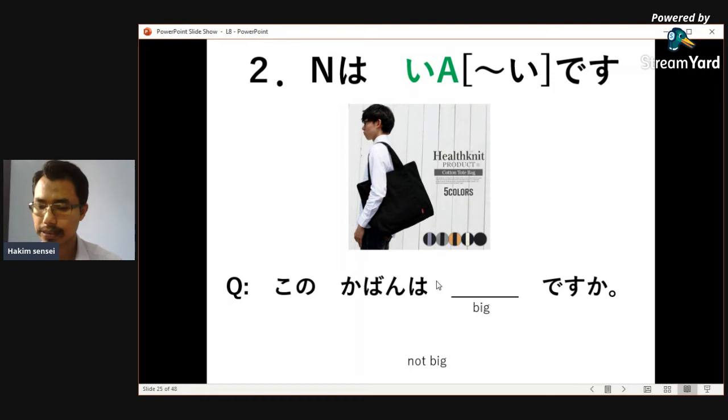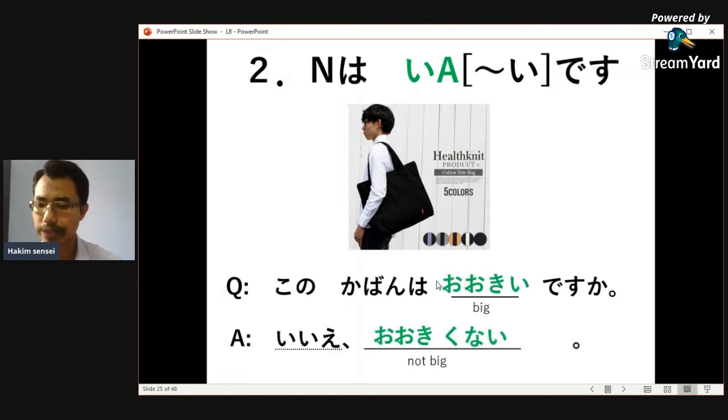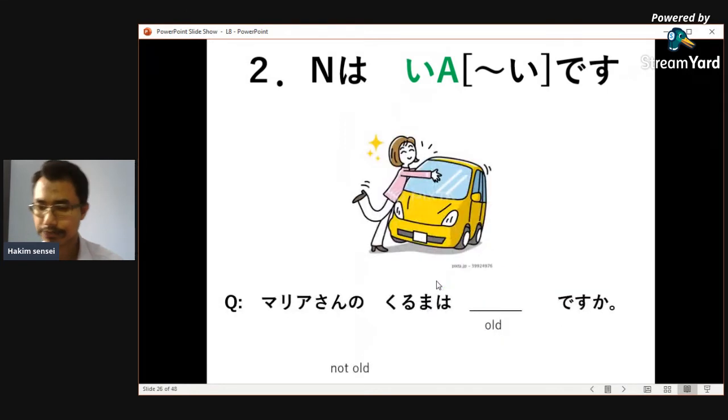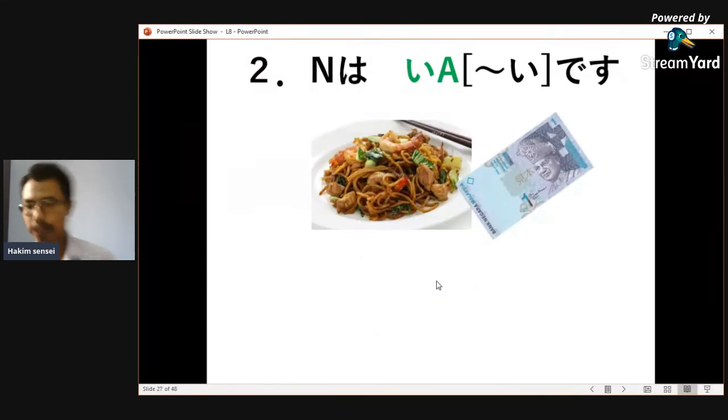Then still about negative. Okay. このカバンは大きいですか？いいえ、大きくないです。Don't forget くない. Alright. Okay, finish. Still about negative form. マリアさんの車は古いですか？いいえ、古くないです。Okay. So now we have finished the negative form. Now we are going to talk about describing something using more than one adjective.